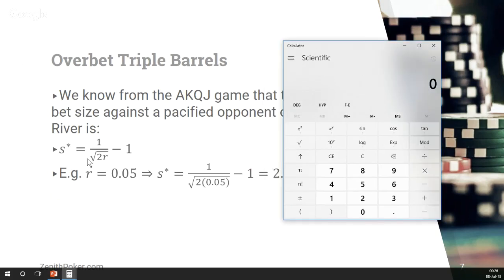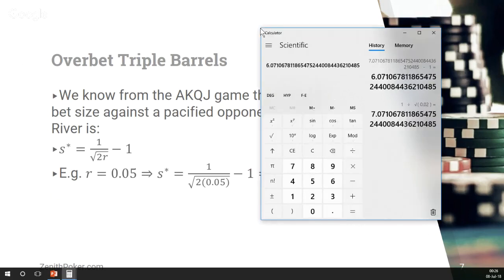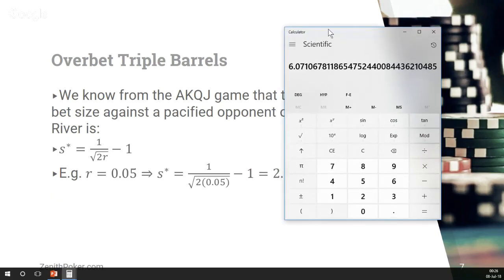Okay, so we usually say R is 1%. In other words, we have a very strong hand on the river and we think it's only going to be beat 1% of the time, and we're thinking about which size we can use to triple barrel. So R is 0.01, and we figure out the S star: 1 divided by the square root of 0.02, so 2 times 0.01, and we get 7, then we subtract 1. So we can bet 6 times the pot on the river pretty easily. Play around with this equation as well as the next one.